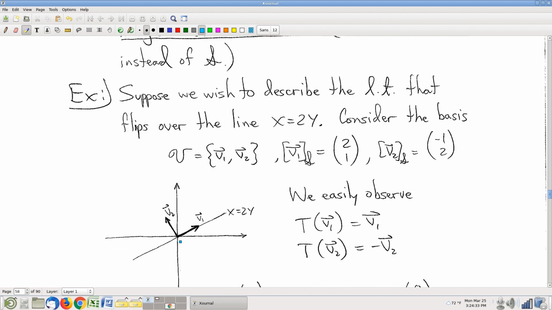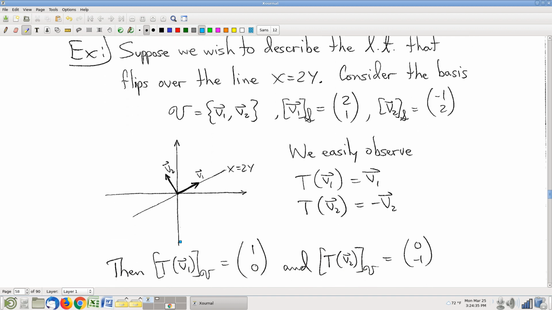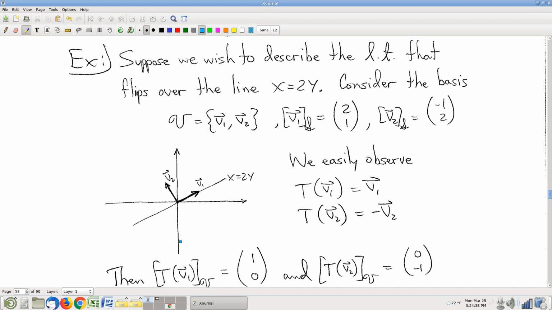Alrighty. Here's an example. I like this example. This is a slightly incomplete example. Hopefully by the end of today we'll be done with enough that we'll be able to actually finish this example. But let's get started anyway. Suppose I want to describe this linear transformation that flips vectors in R2 over this line x equals 2y. So the linear transformation does that. We'll just flip over that line. How would we write down a matrix that represents this linear transformation?